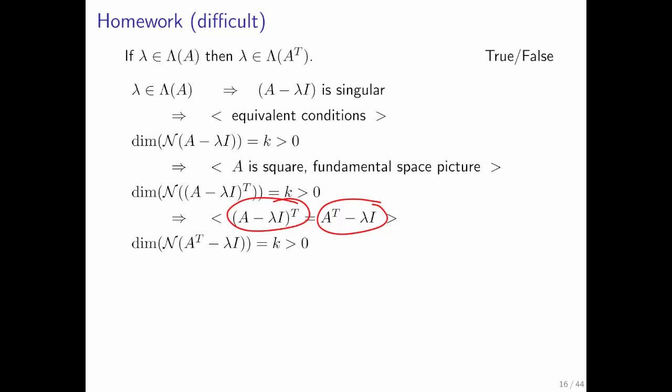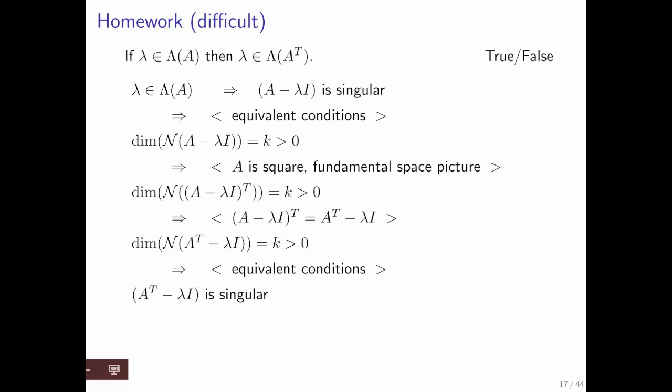And what we find out is that now we have that the dimension of the null space of A transpose minus lambda I is some integer greater than 0. And that means that there are eigenvectors to be had. In other words, A transpose minus lambda I is singular. And thus lambda must be an eigenvalue of A transpose.